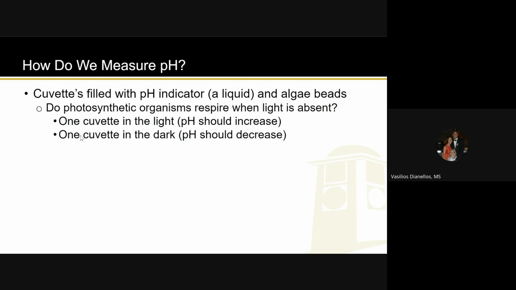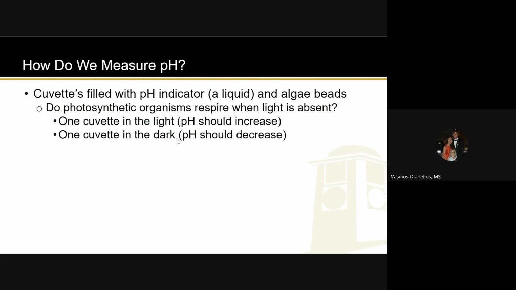Anyway, the other cuvette is the one in the dark, and this is really the one we're studying because we want to see if things respire in the dark. So again, we'll measure these pHs every 5 minutes. And we want to see, basically, does the one in the dark decrease? It's that simple. Does it decrease? Yes or no? And again, the one in the light will be the control.